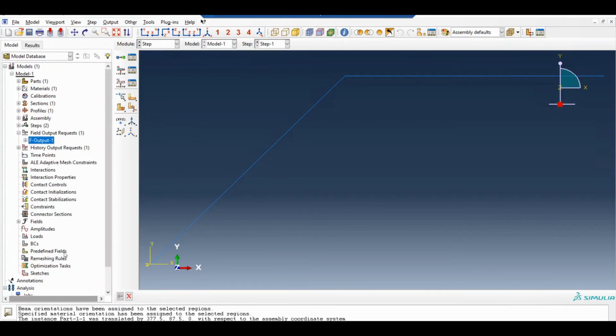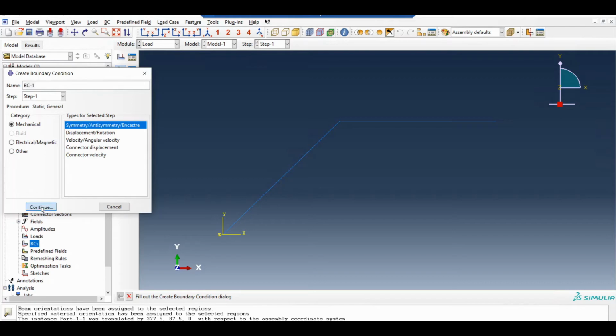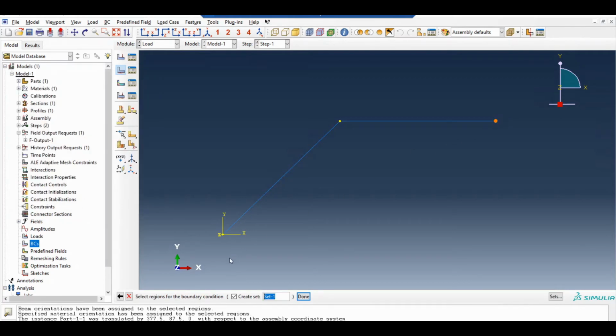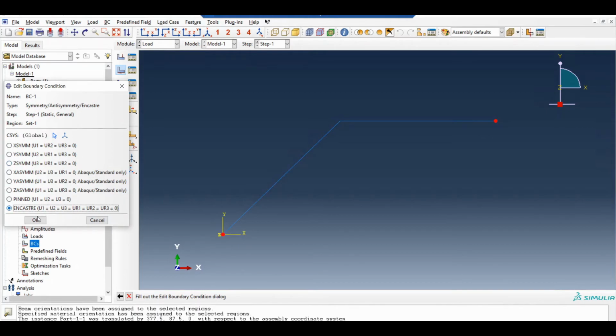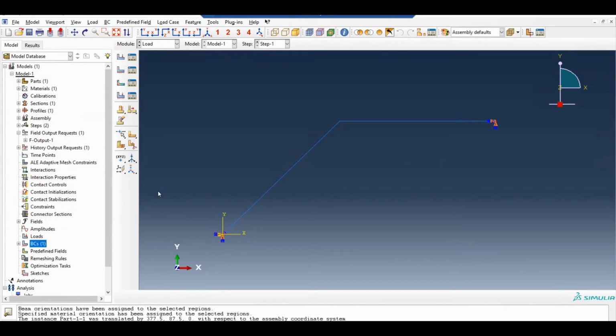This is all right. Okay, let's make our boundary conditions. You can just click on Encastre, continue, this one and this one. While selecting both of them, please press Shift and then click. If you want to deselect them, press Ctrl and then click. If I want to deselect this one, I'll just press Ctrl and then click. Let's select this and this, press Shift, done, and then just Encastre them. So these are all fixed.